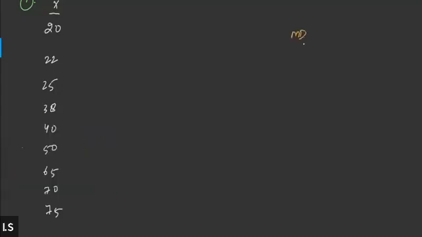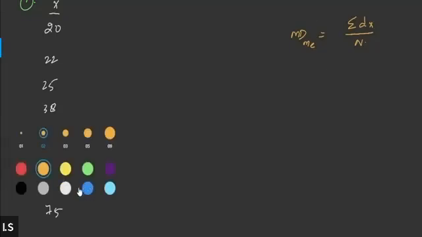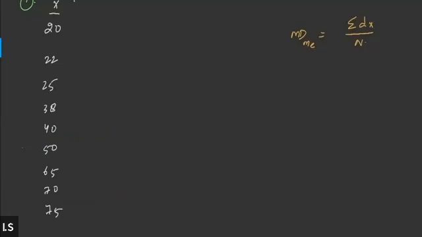Mean deviation from median. In case of an individual series, what was the formula? Sigma dx divided by n. Sigma dx by n. Okay. So we'll first calculate the dx.